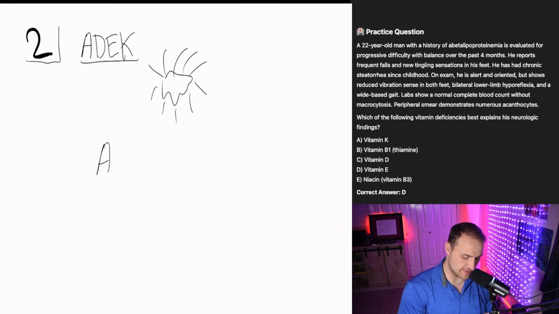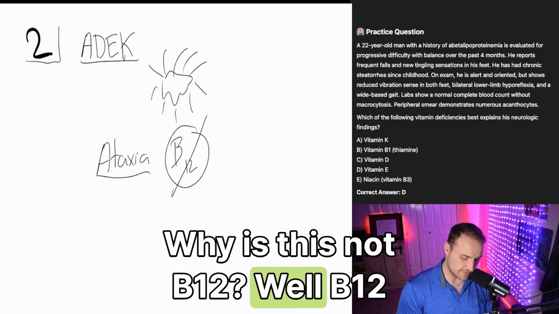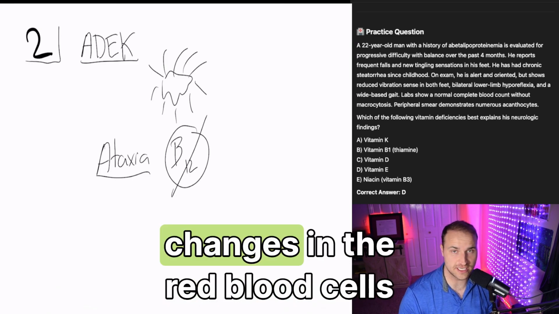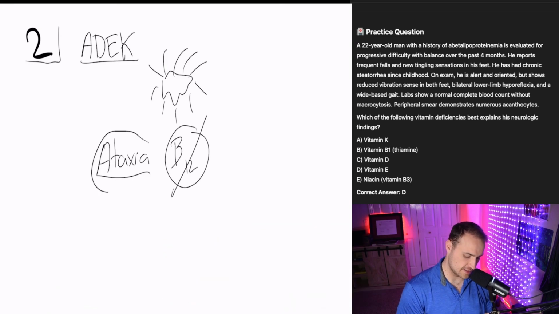And so you'll present with ataxia, hyporeflexia, acanthocytosis, which again is the spiky red blood cells, uneven thorn-like projections. And you get that without the megaloblastic changes that are seen in B12. Because you might be saying, okay, why is this not B12? Well, with B12, you'd have megaloblastic changes in the red blood cells. And here you don't. You just see ataxia and acanthocytosis.